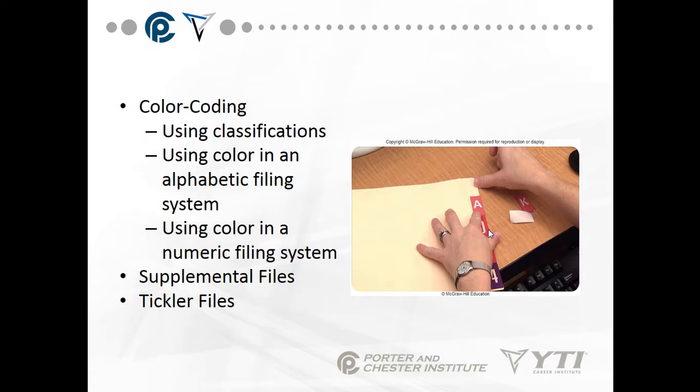Color coding, using classifications. Your instructor will show you the different tabs, just like the ones in the picture here. The alphabet has all different colored letters. Using color in an alphabetic filing system and using color in a numeric filing system. Those tabs are both numeric and alphabetic.